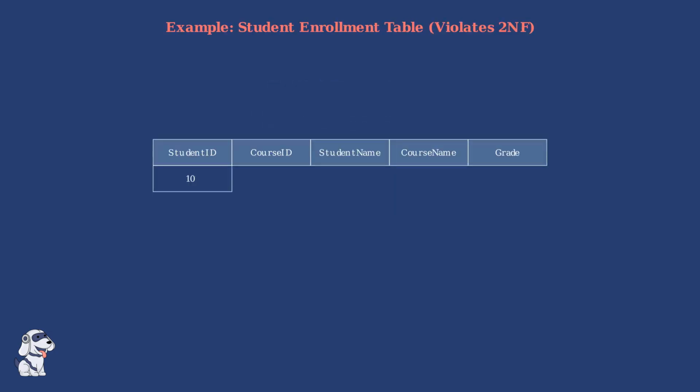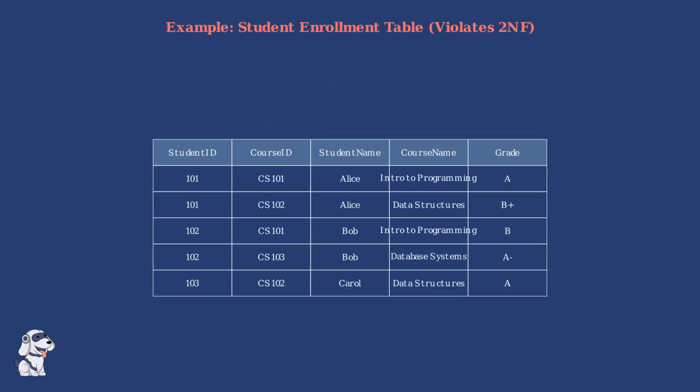Here's a student enrollment table that violates second normal form. Notice we have a composite primary key made up of student ID and course ID together. The composite primary key consists of both student ID and course ID. Together, these 2 columns uniquely identify each enrollment record. Here's the problem. Student name depends only on student ID, not on the full composite key.